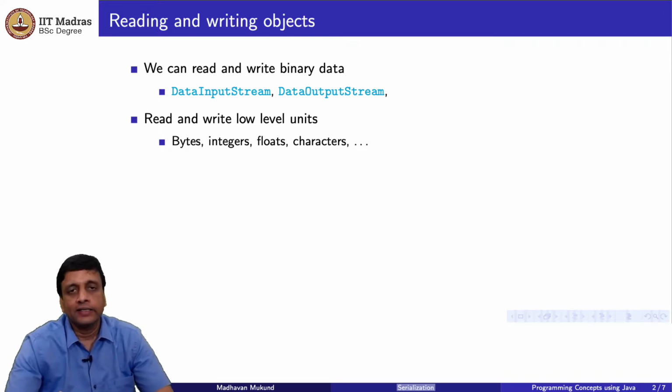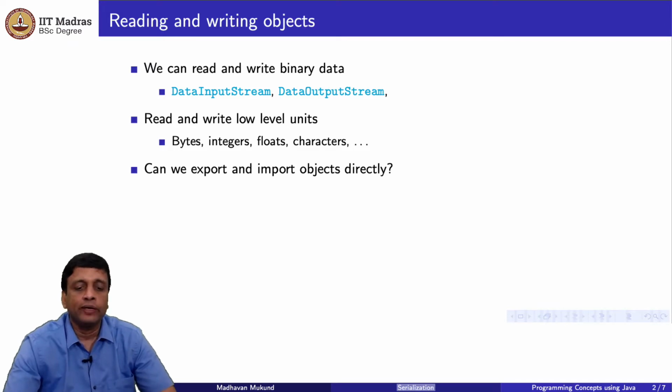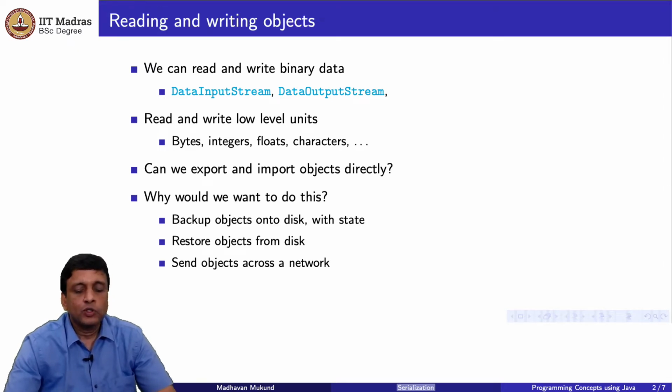So it will be very tedious if we have to disassemble an object and write its component parts and rewrite it back. So the question is, can we import and export objects directly? So why would we want to do this? One reason is that we might want to actually save the state of a program on a disk, right? So we might want to save the objects that are currently running so that we can restore the state and run later on. So if we want to do that, then every object which is currently part of our running program has to be saved with the current values of its instance variables.